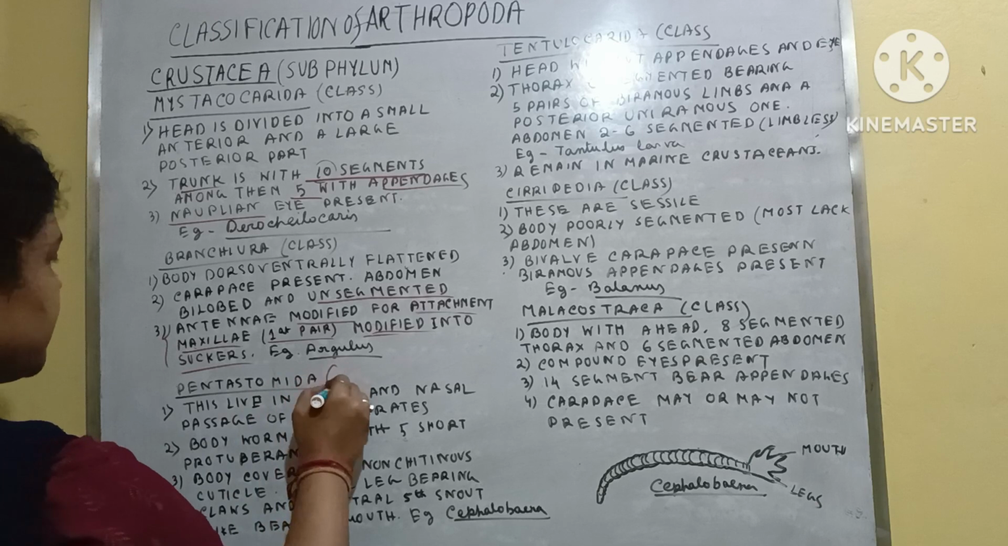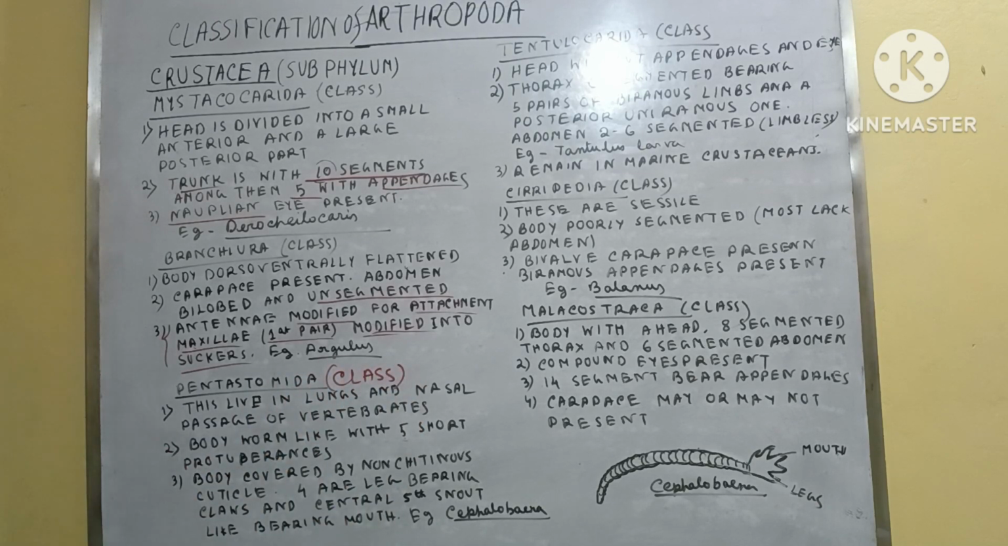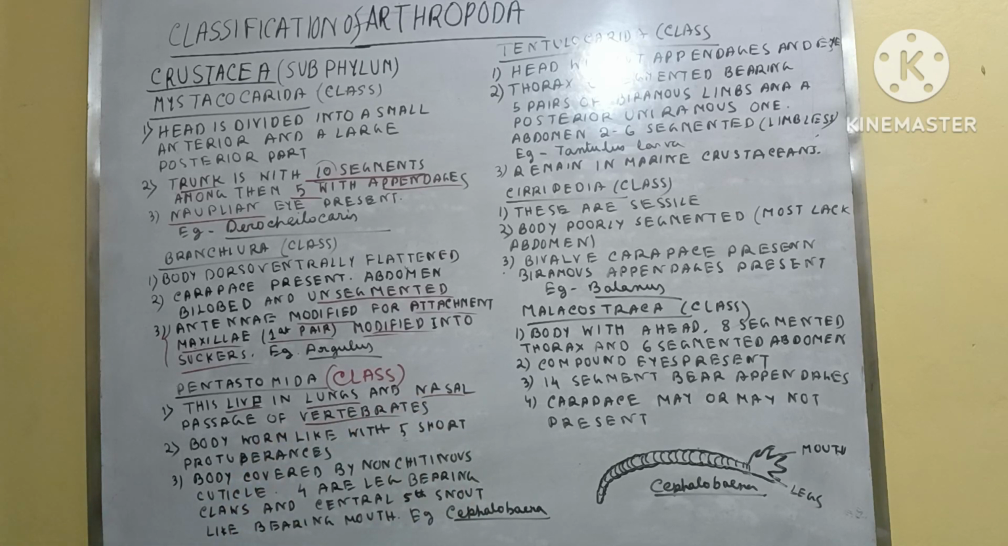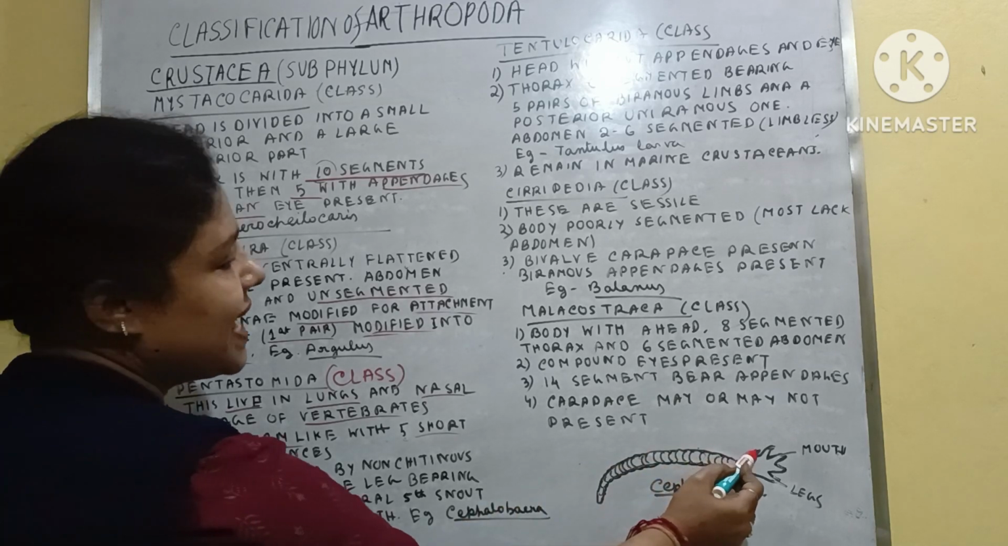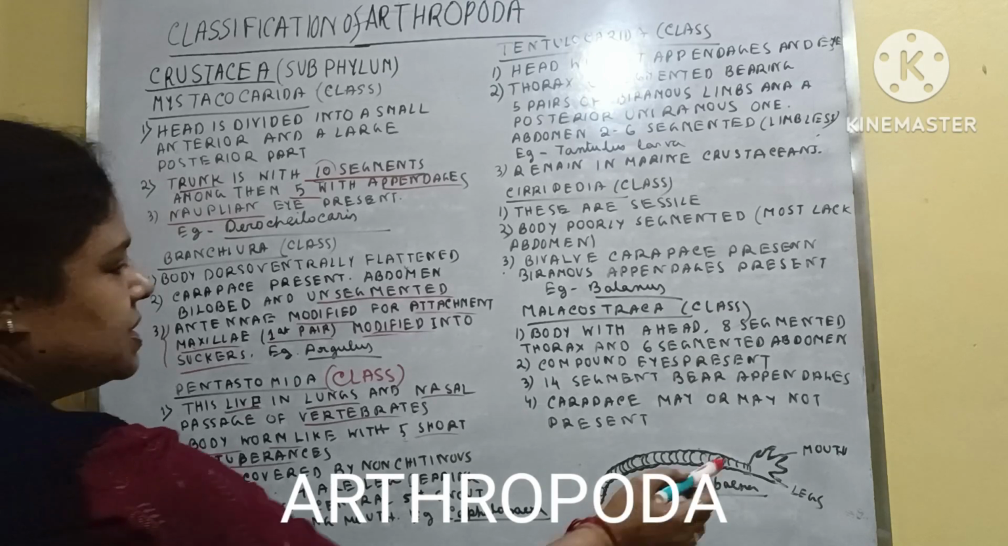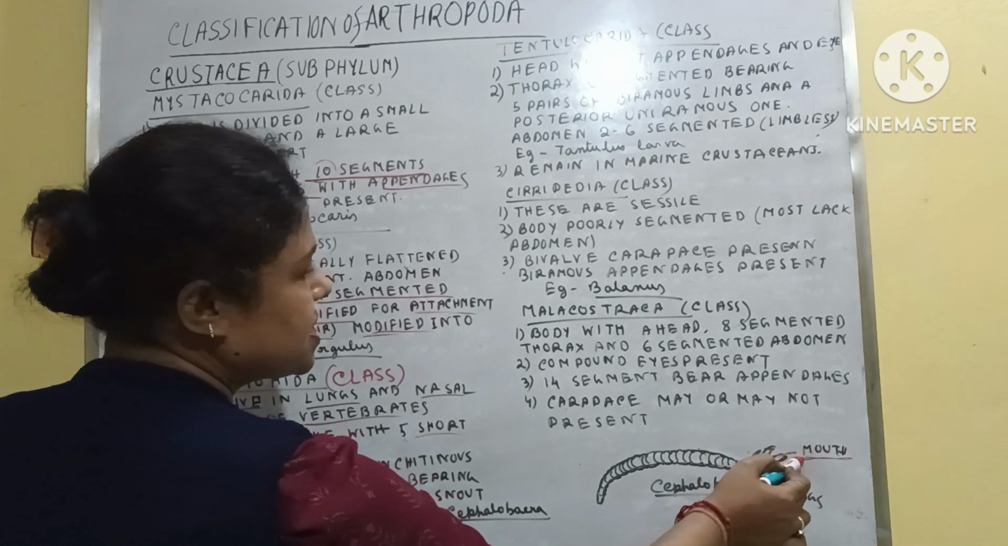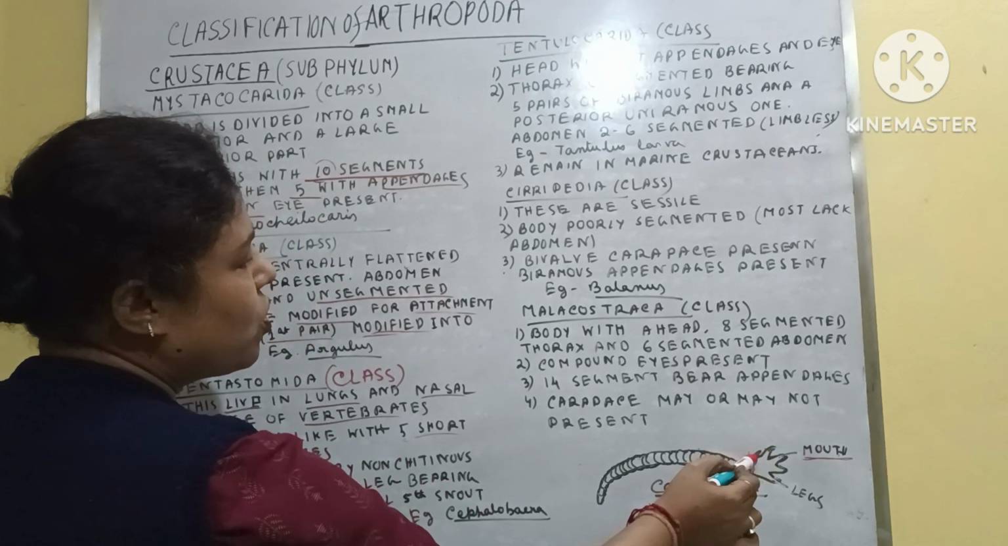Next one is also a class, Pentastomida, and here the features are: these live in the lungs or the nasal passages of vertebrates. Obviously these are parasites. Second, the body is worm-like with 5 short protuberances, 1, 2, 3, 4, 5. One is centrally located and the others are laterally located. The centrally located portion is called the mouth and the other 4 are called the legs.